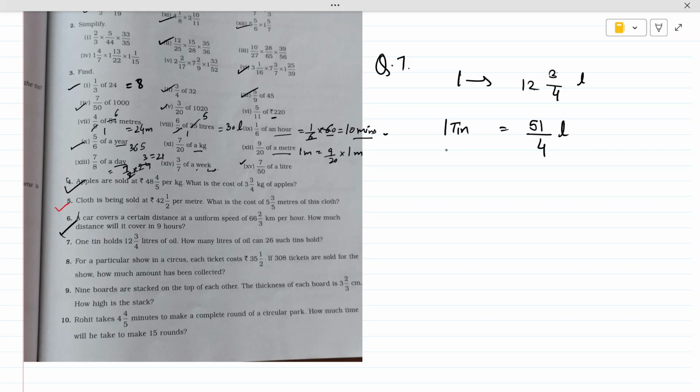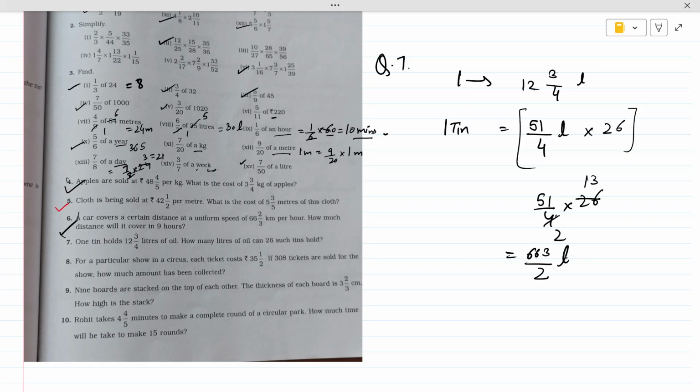What we have to find is how many liters of oil 26 such tins hold. So if we multiply this with 26, we will get the amount of oil which 26 tins can hold. So we have to multiply these two, 51 by 4 with 26. We can do it like this: 2 into 2 is 4, 2 into 13 is 26. So we can multiply now 51 with 13, which is 663 by 2.